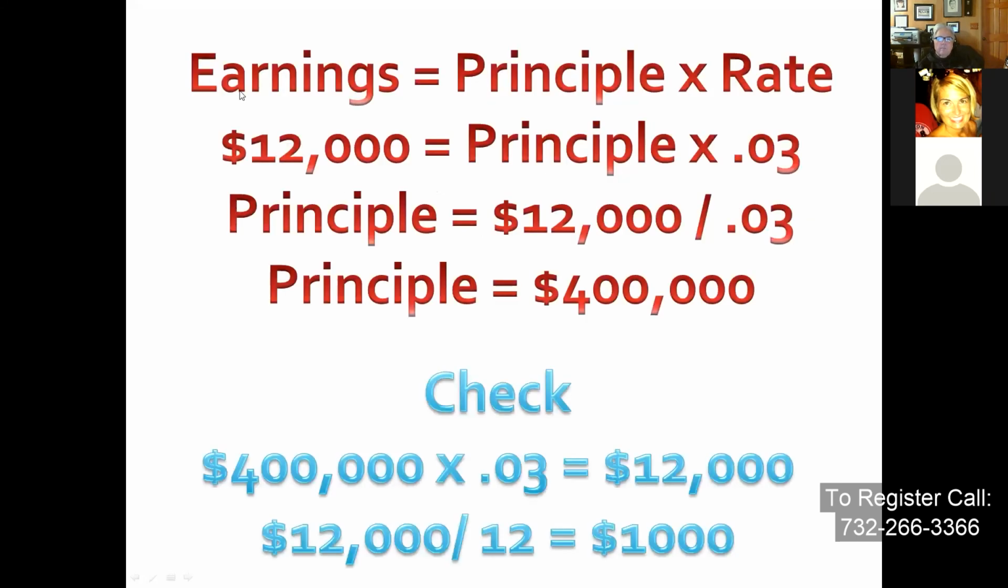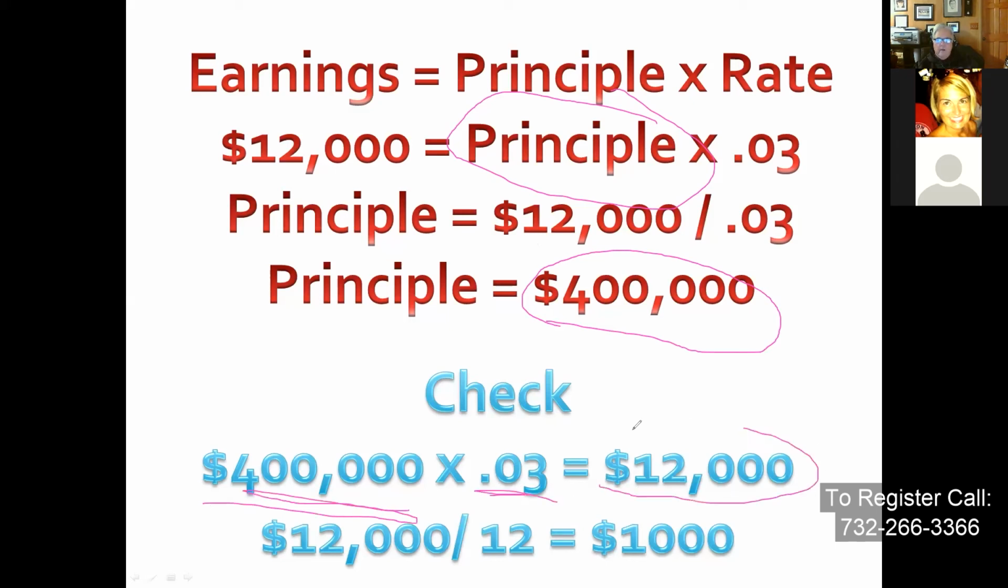Earnings is equal to principal times rate. We want $12,000 a year in earnings, right? Because $1,000 a month is $12,000 a year. So we would need our principal times 0.03. So we're going to solve for principal. We're going to isolate principal on its own. If we manipulate the formula to isolate for principal, principal is equal to earnings divided by rate. And that means we would have to have $400,000 in the bank. So if you had $400,000 in the bank and you could put it in at 3% interest, here's your double check: $400,000 in the bank times 3% interest gives you $12,000 a year, because the 3% is an APR, which means annual percentage rate.